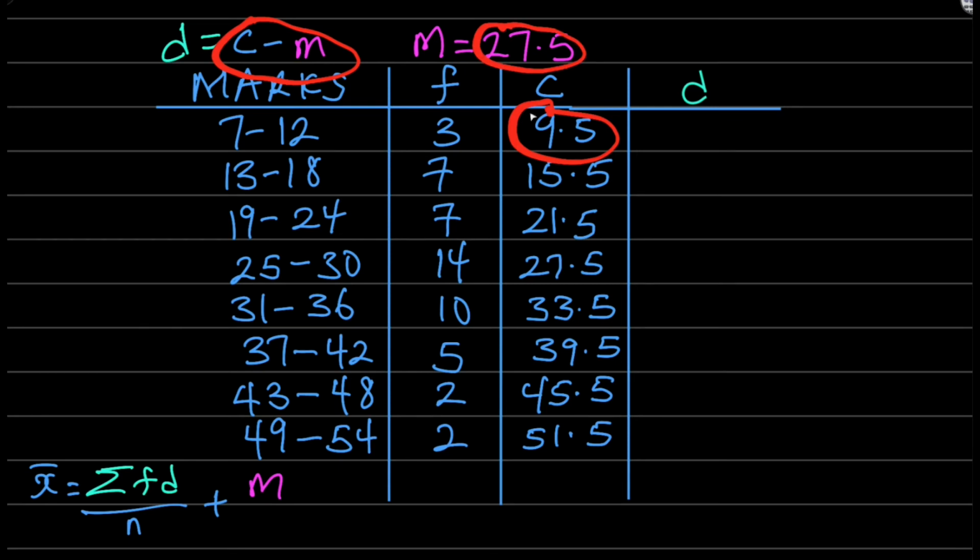The only thing that changes are the C, because the C for the first class is 9.5, the C for the second class is 15.5, 21.5, and so on and so forth. So C keeps changing. C is a variable, M doesn't change, M is a constant. We have just one assumed mean. So let's compute our D.